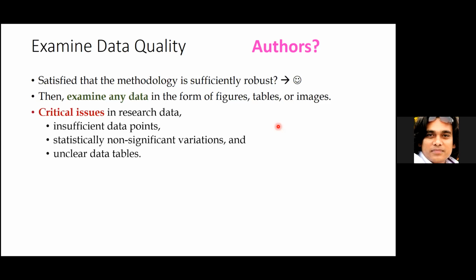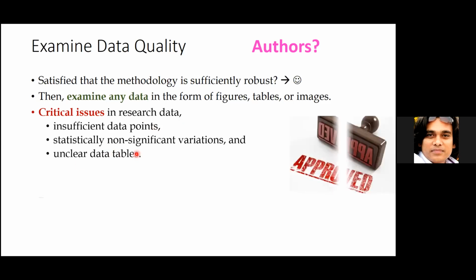On critical issues in research data, make sure whether the data points are enough or not. Sufficient data should be there. Is it statistically significant or not? Are there unclear data tables or not? These are the important points.